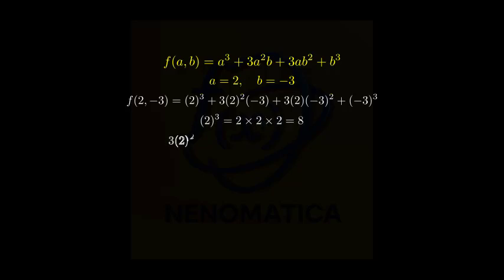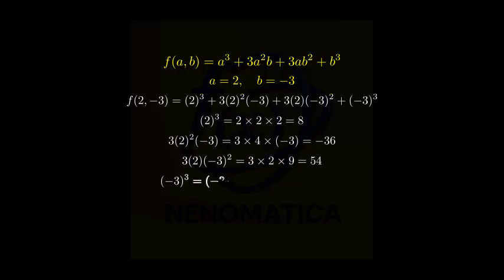Now, let's calculate each term individually. First, we calculate 2 cubed, which is 2 times 2 times 2, giving us 8. Next, we have 3 times 2 squared times negative 3. 2 squared is 4, so we have 3 times 4 times negative 3, which is negative 36.